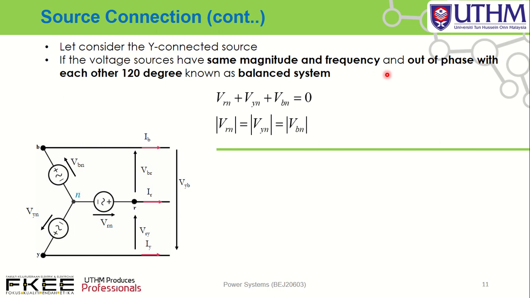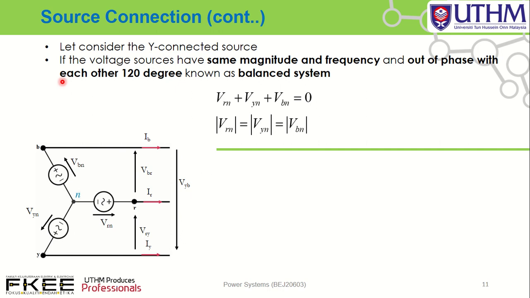Okay, and out of phase with each other by 120 degrees. This one we call a balanced system. What is the meaning of a balanced system? When the magnitude of the voltage and frequency are the same as each other and out of phase with each other by 120 degrees, we call it a balanced system.